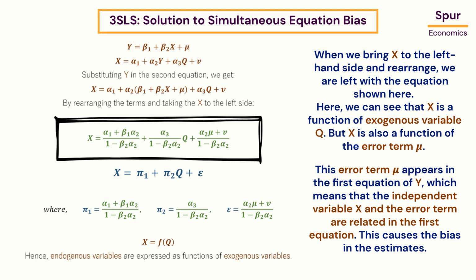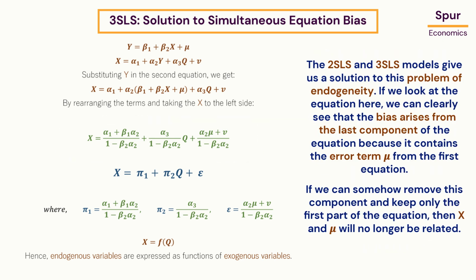This error term mu appears in the first equation of y, which means that the independent variable x and the error term are related in the first equation. This causes the bias in the estimates. The 2SLS and 3SLS models give us a solution to this problem of endogeneity. If we look at the equation here, we can clearly see that the bias arises from the last component of the equation because it contains the error term mu from the first equation.